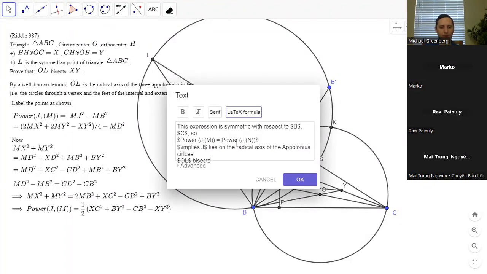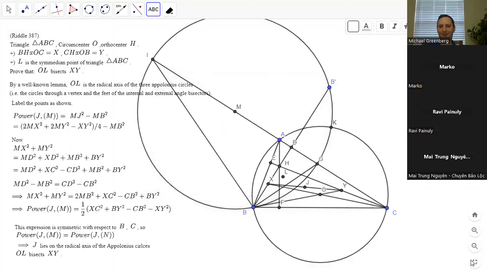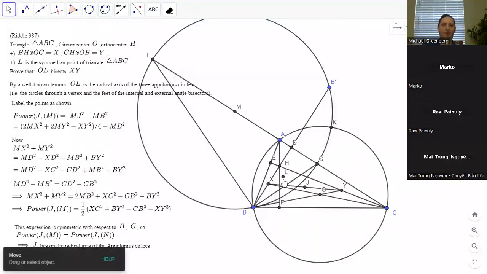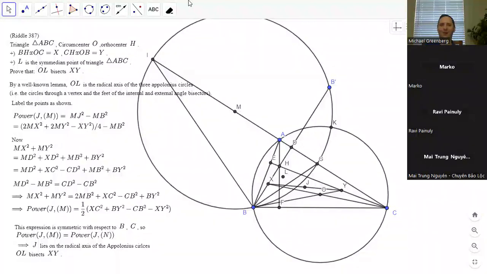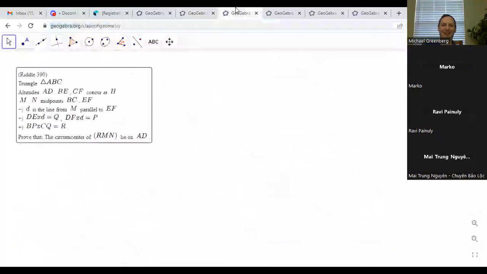All right. So let's move on to the next one. This is a fantastic proof. And yeah, who knows if there's a way to get around the algebra, but I don't care. I like it.